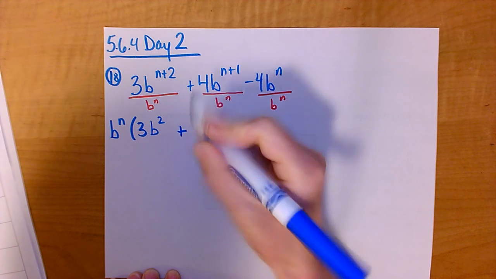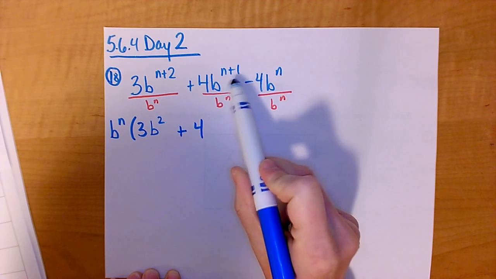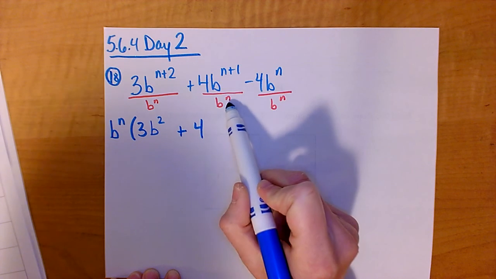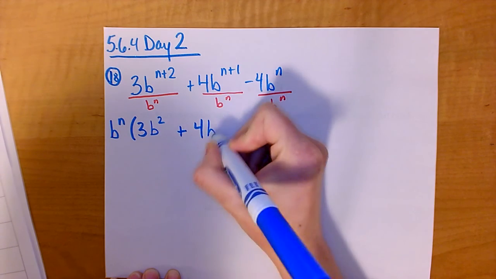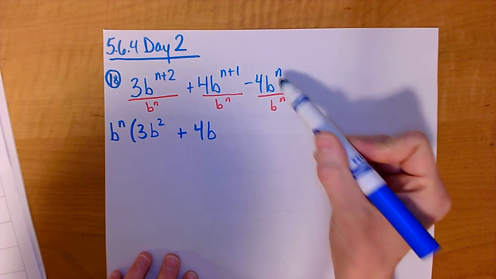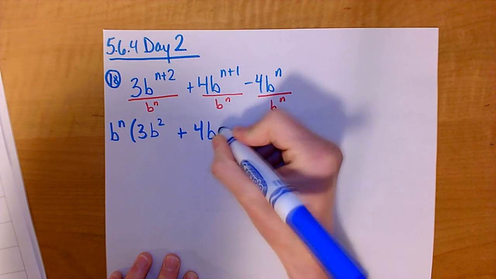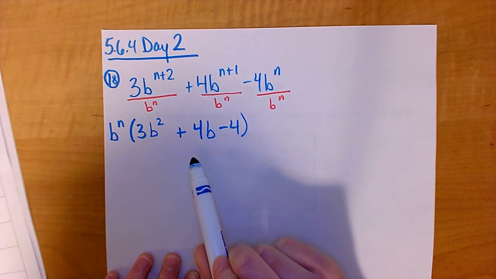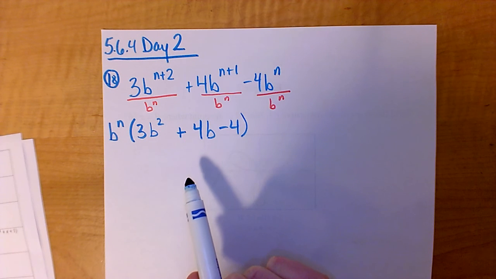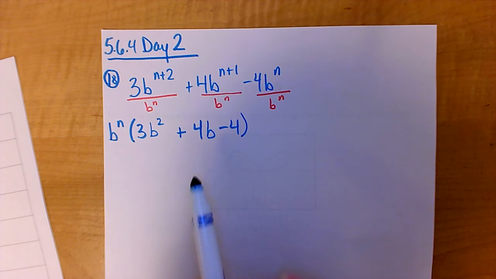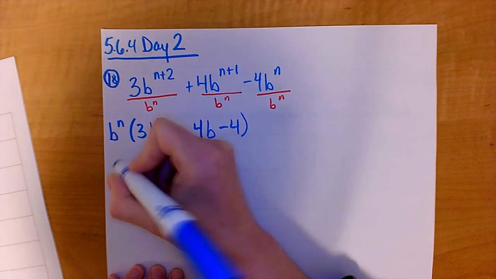For the next one, we'll have a 4, and then b to the n plus 1 divided by b to the n. So n plus 1 minus n, those n's cancel, and you just have b to the 1, and if your exponent is 1, you don't have to write it. Then b to the n divided by b to the n disappears, and it's minus 4. Now, you might be able to factor this with first and last. So let's try this with first and last.